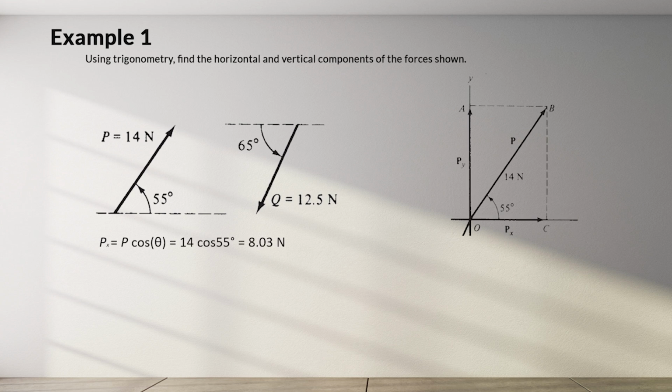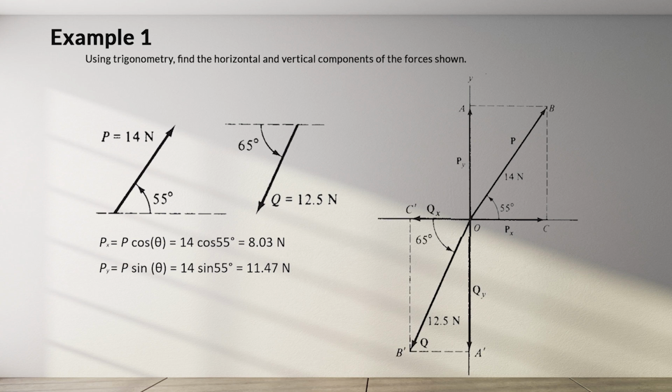So Px will be P cosine theta equals 14 times cosine of 55 degrees equals 8.03 newtons. Py will be P sine theta equals 14 times sine of 55 degrees equals 11.47 newtons.